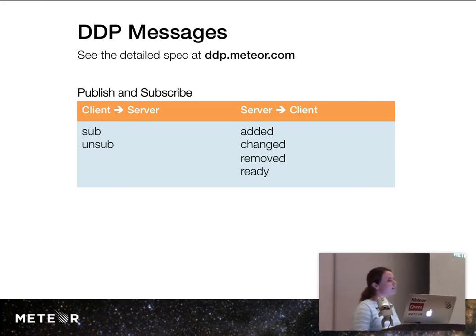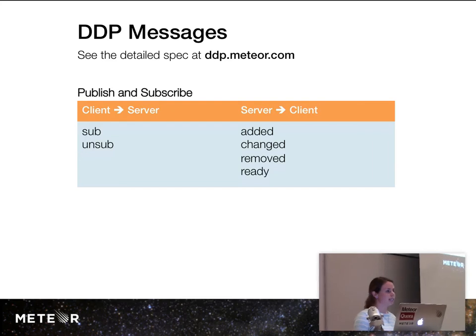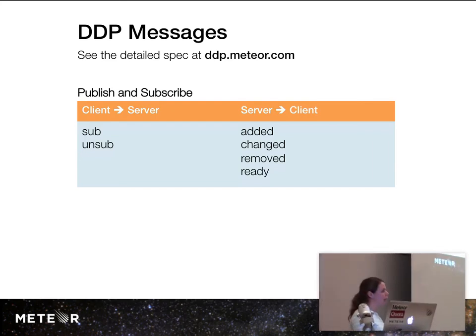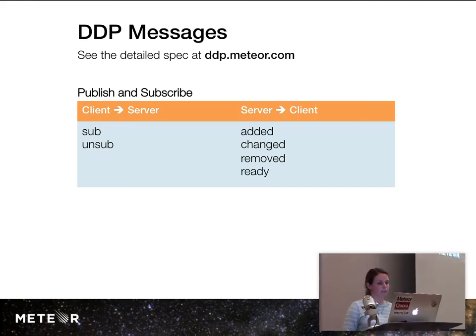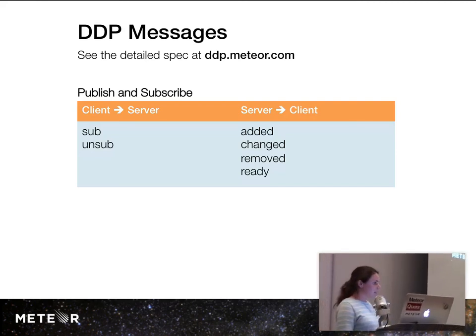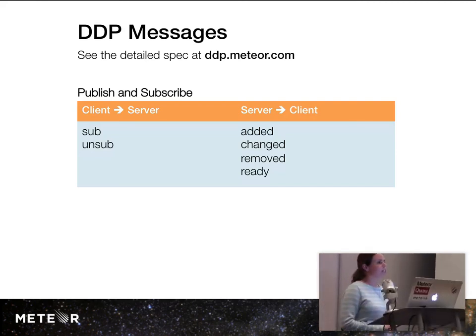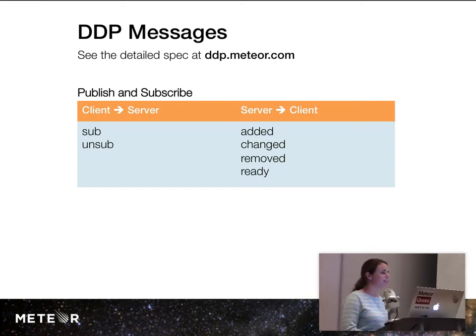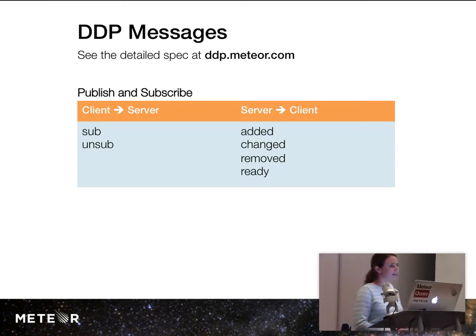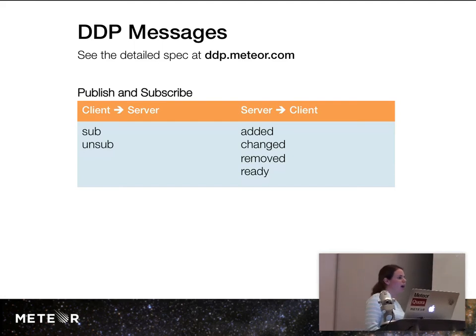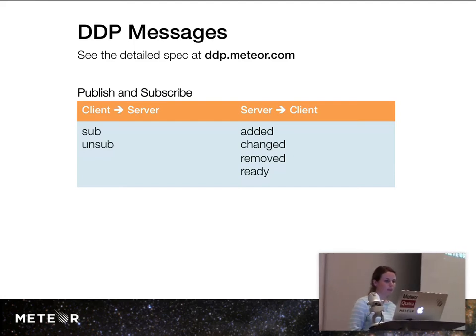There's a subscribe message where the client subscribes to a set of data by name. So in the leaderboard example, we might subscribe to the player's subscription. And then there's added, changed, and removed messages to specify how the data changes. So if a new document is inserted into the database, as Sashko showed, that would result in an added message going to the client with the new document.